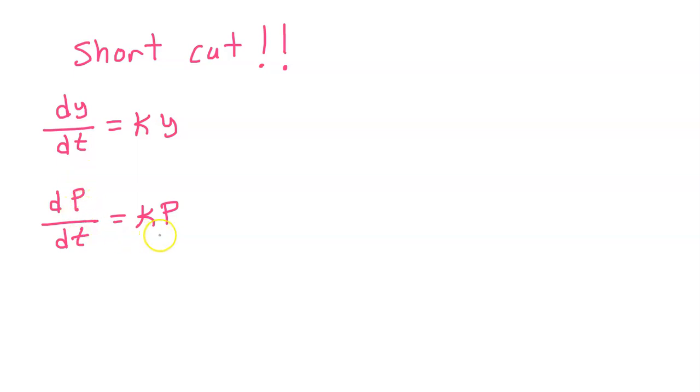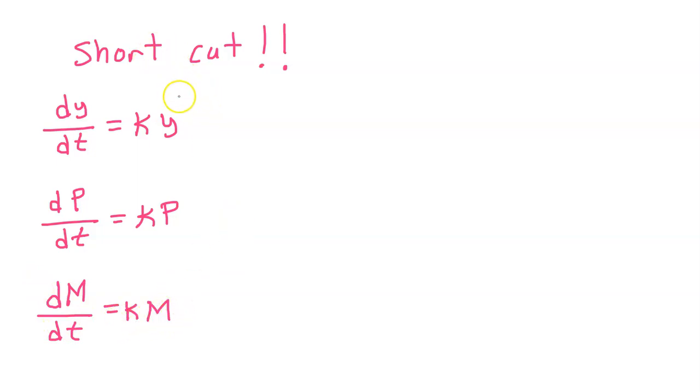Maybe p stands for population, and the rate of change of the population is proportional to the population. All right, dp/dt is equal to k times p. Quantity is proportional to itself. Let's look at one more. Maybe m stands for mass. The rate of change of the mass is proportional to the mass, right? dm/dt equals k times m.